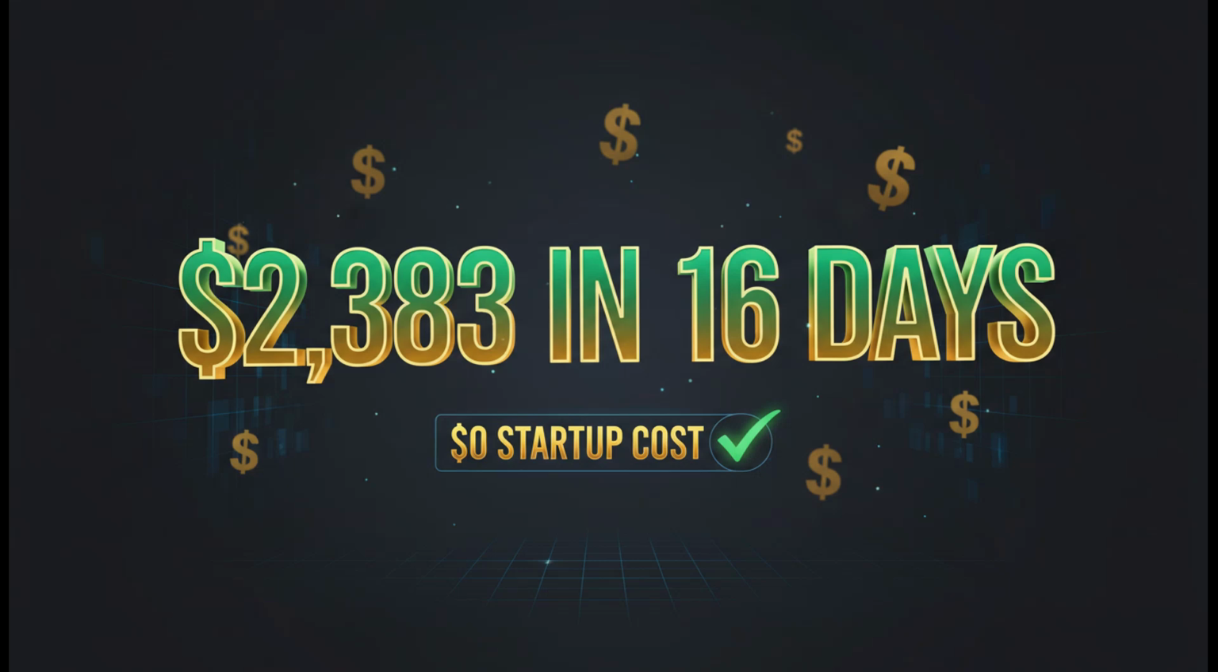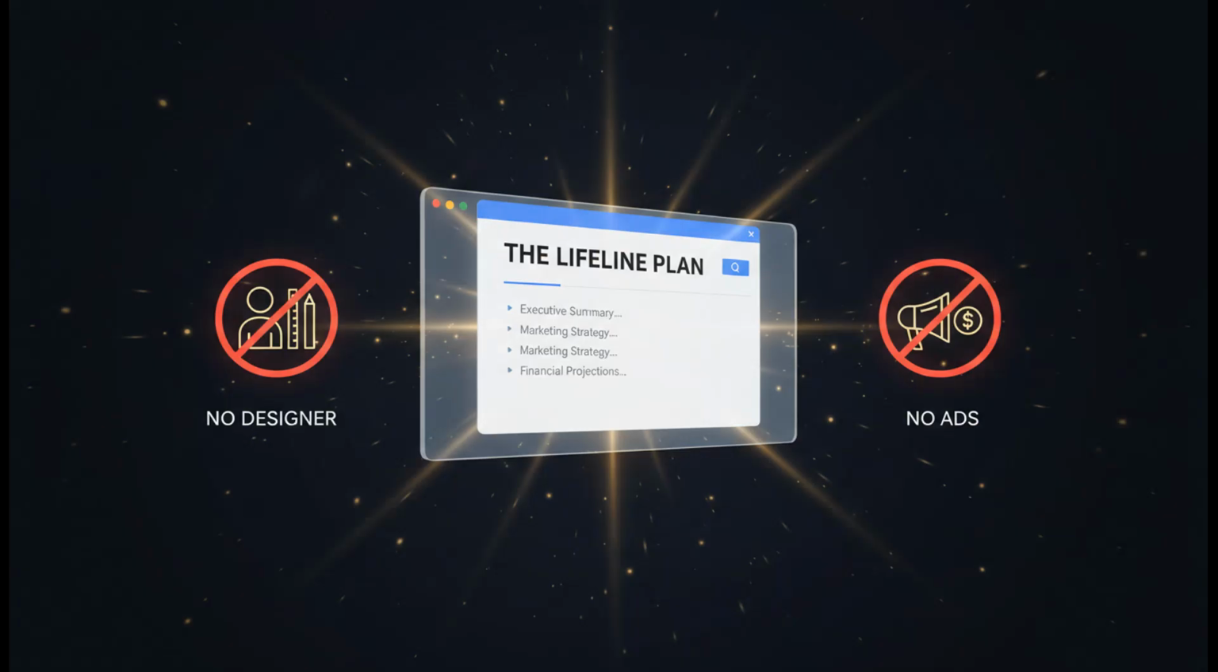$2,383. That is the exact amount generated in just 16 days using nothing but simple text documents. The startup cost? Exactly $0. This isn't about complex funnels or high-ticket coaching. This is the ugly PDF method, a strategy that prioritizes speed of implementation over the vanity of design.